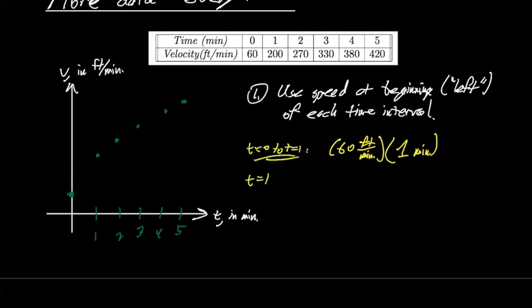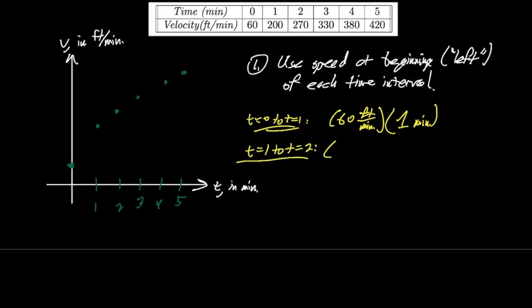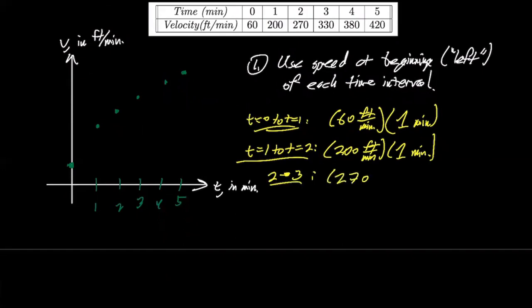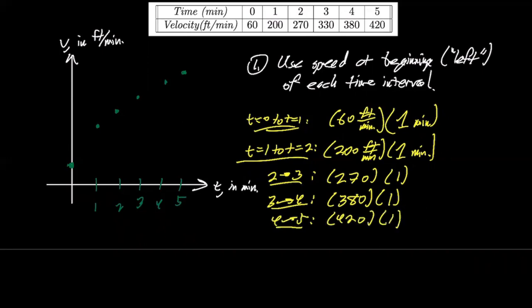Right, and then t equals 1 to t equals 2 would be 200 feet per minute times 1 minute, and so on. So from 2 to 3 we'd have 270 times 1, I'm starting to be a little lazy here. From 3 to 4, 380 times 1 minute, from 4 to 5, 420 times 1 minute.